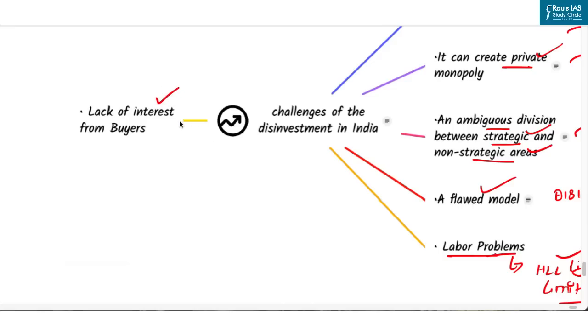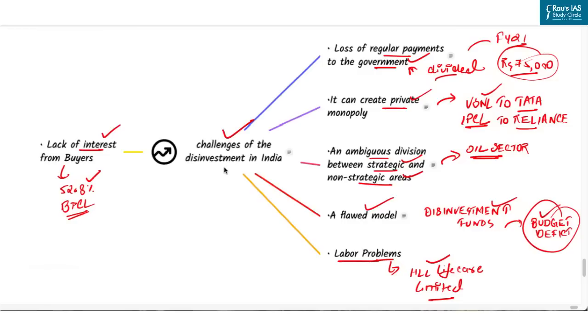In some instances, the government may have trouble selling its holding in public sector companies, particularly if they are not doing well financially. For example, the sale of the 52.8% stake in Bharat Petroleum, that is BPCL, had to be called off in mid-2022 because almost all the bidders had withdrawn. So we can see that there is a lack of interest from buyers also. So these are the important challenges of disinvestment in India.